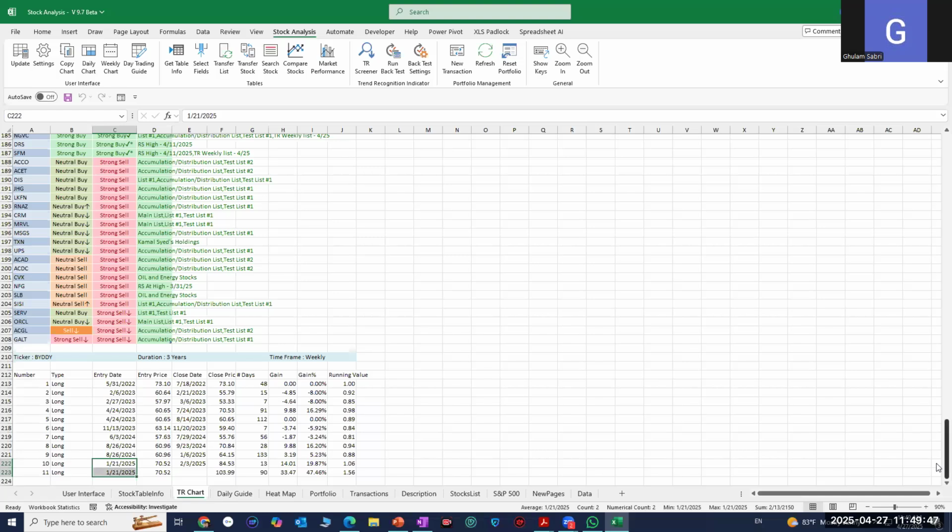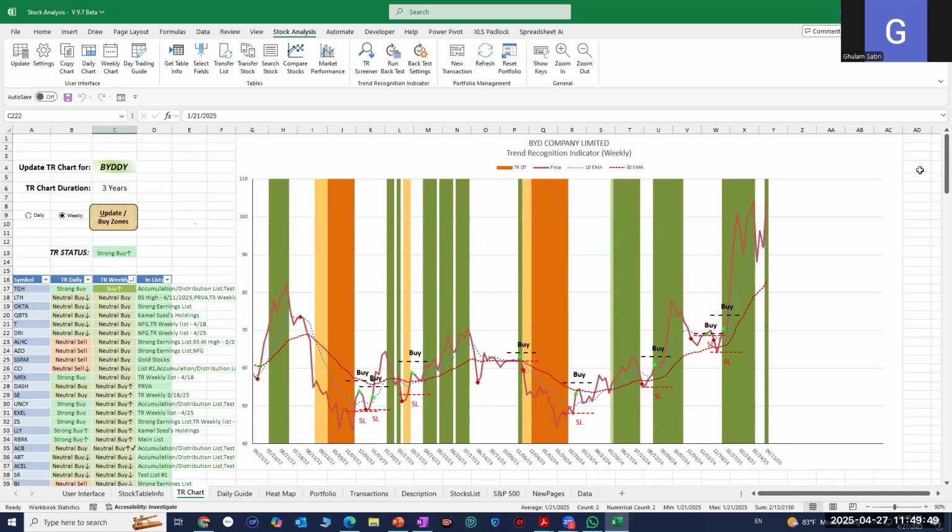And we want to be in those kinds of stocks instead of wasting our time in those stocks which are dropping along with the market, and we want to look at those opportunities. So that's how BYDDY performed.